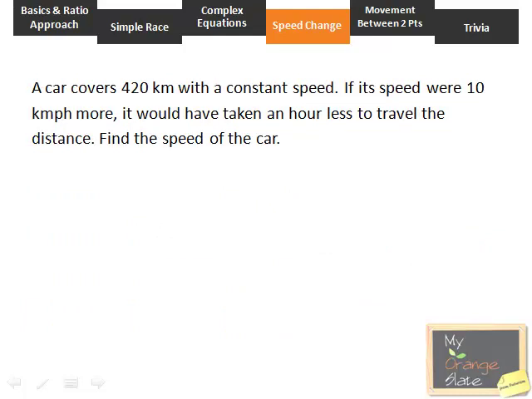We'll see another question. A car covers 420 km with a constant speed. If its speed were 10 km per hour more, it would have taken an hour less to travel the distance. Find the speed of the car.